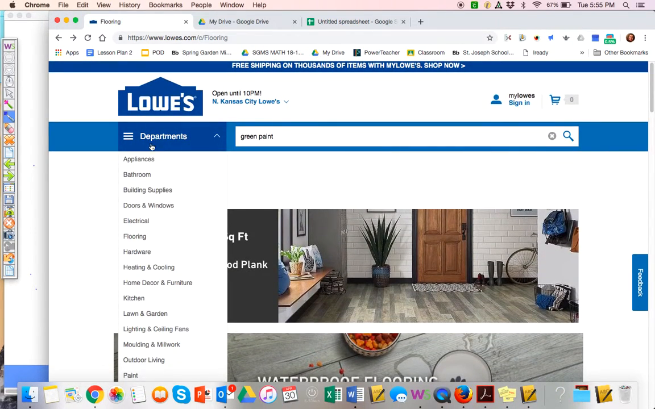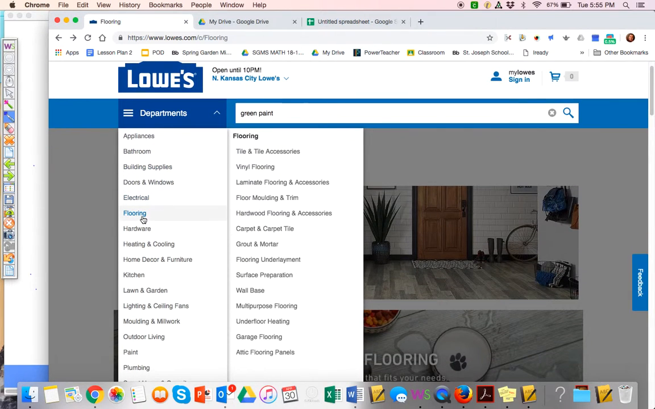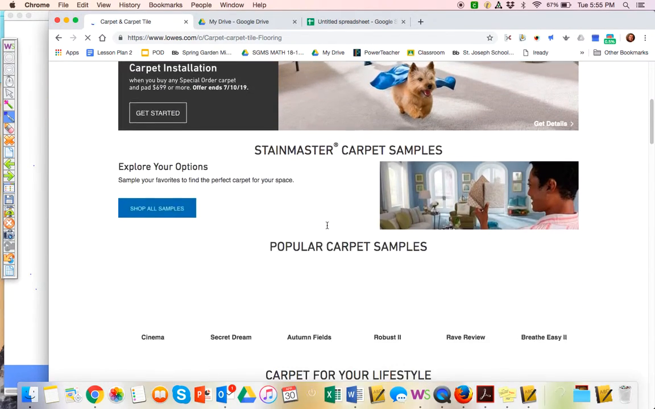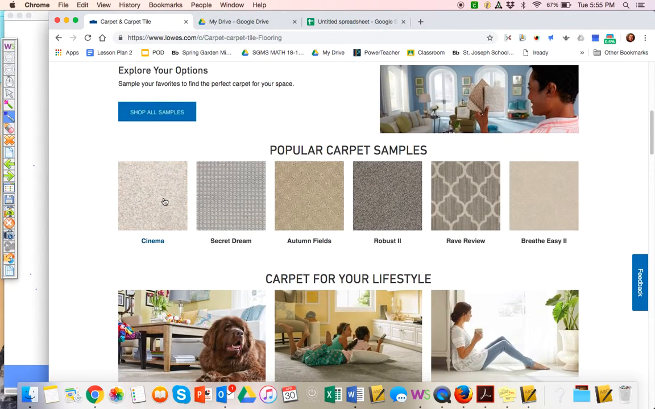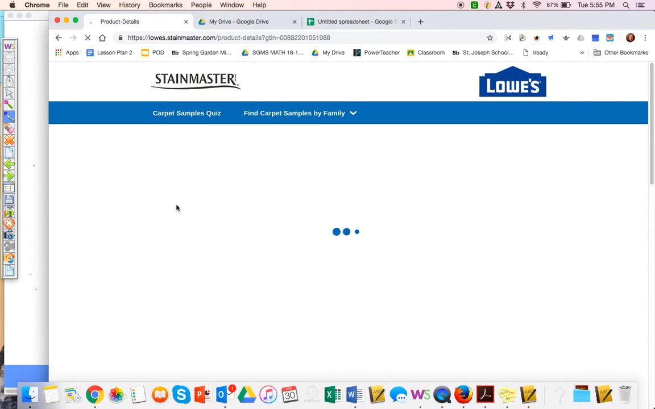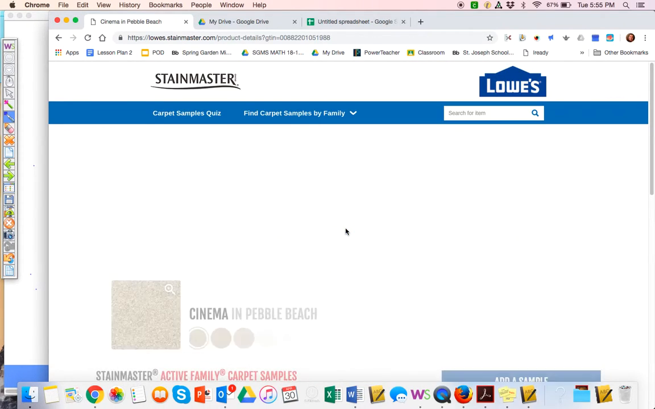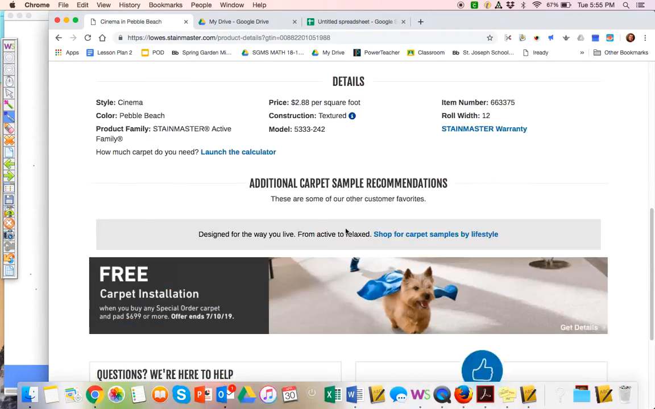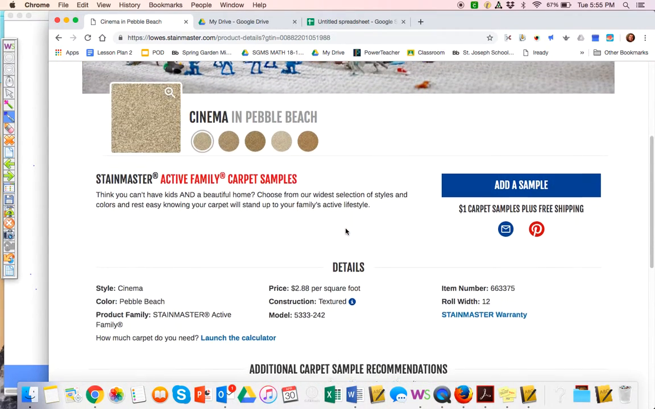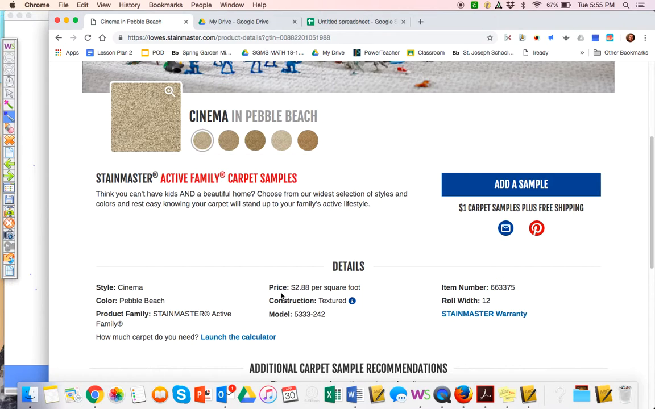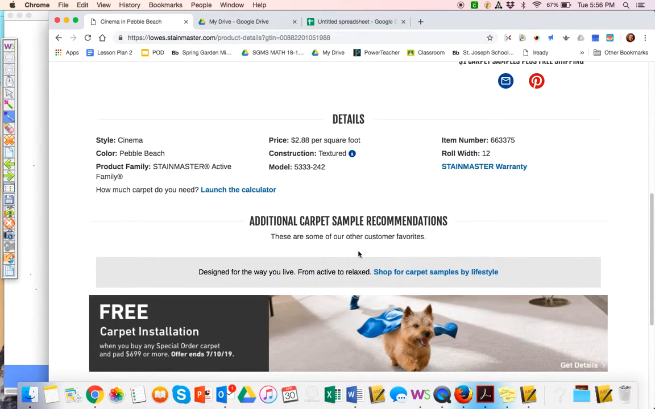I believe with carpet that it actually just tells you the square footage, and that's what you go with. So let's look at that real quick. So on this particular one, it gives you $2.88 per square foot. So that is the price that you would go with on this particular carpet.